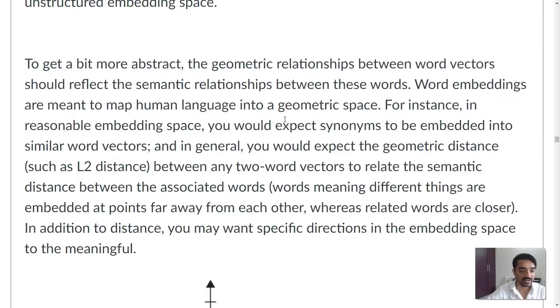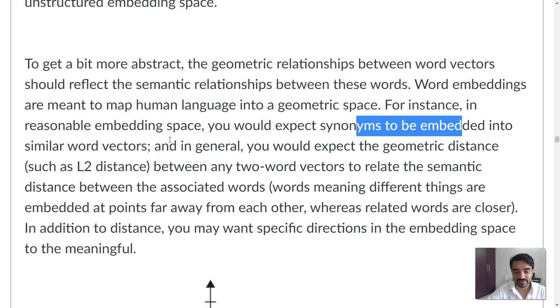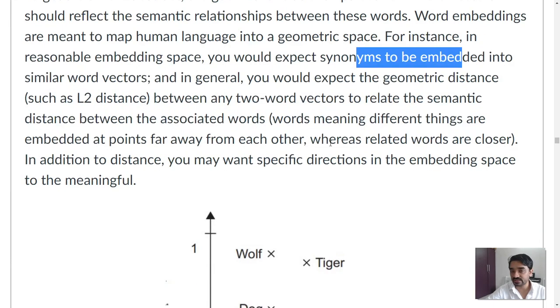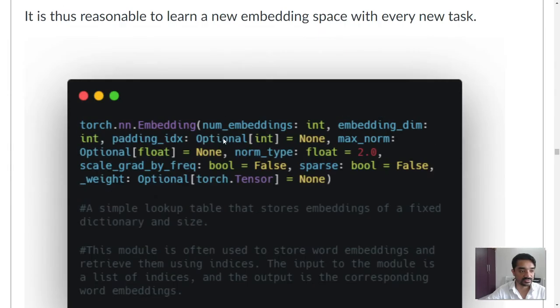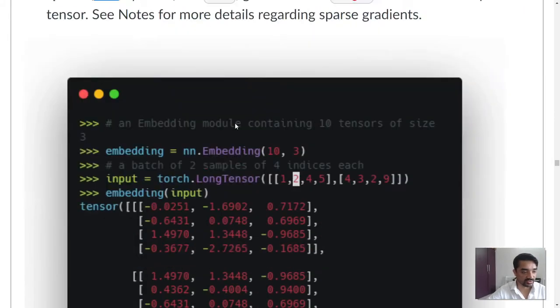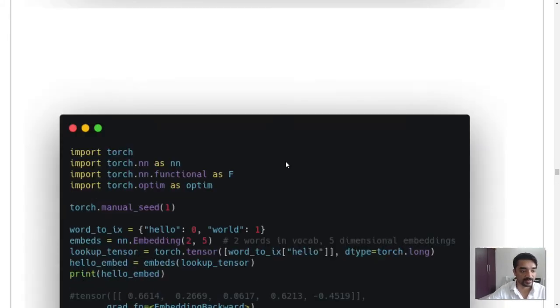Why would we want to have a structure, right? This is why we would like the geometric relationship between word vectors to reflect a semantic relationship between those words also. Word embeddings are meant to map human language into geometrical space. You would expect synonyms to be embedded into a similar vector space, right? All the mathematical words should be similar, should be together. All the, let's say, Bollywood or song related words should be together, and so on and so on. So this is basically how we use our embedding layer in PyTorch.